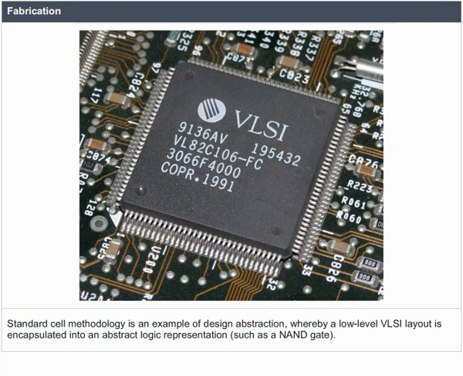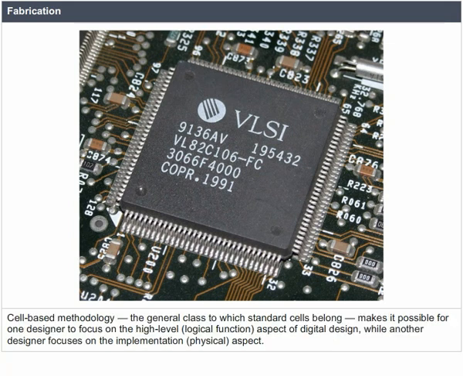Standard cell methodology, which is an example of design abstraction whereby a low-level VLSI layout is encapsulated into an abstract logic representation such as a NAND gate. Cell-based methodology, the general class to which standard cells belong, makes it possible for one designer to focus on the high-level logical function aspect of digital design, while another designer focuses on the implementation or physical aspect.